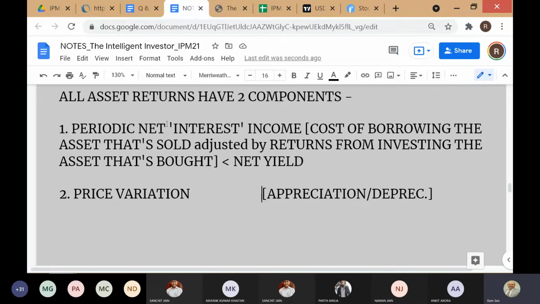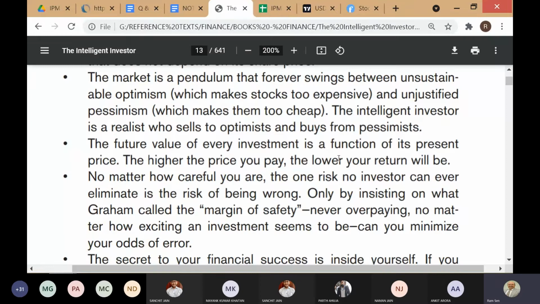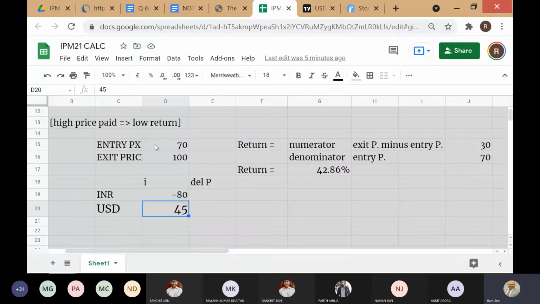So you have two components, net interest income and price variation. Right? So here what we are looking at is the example: the higher the price you pay, the lower the return. Should be separate variables added here. So the example we took in the first one was the treasury bill.